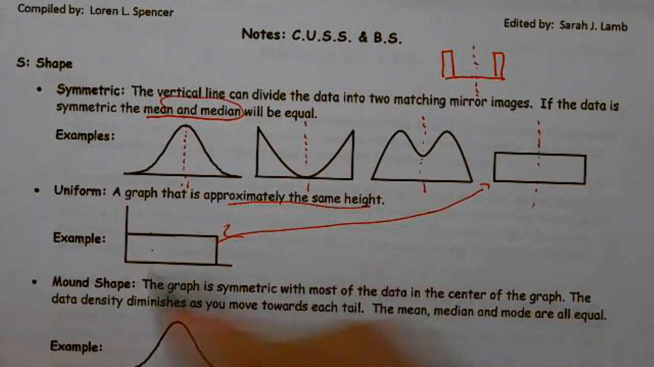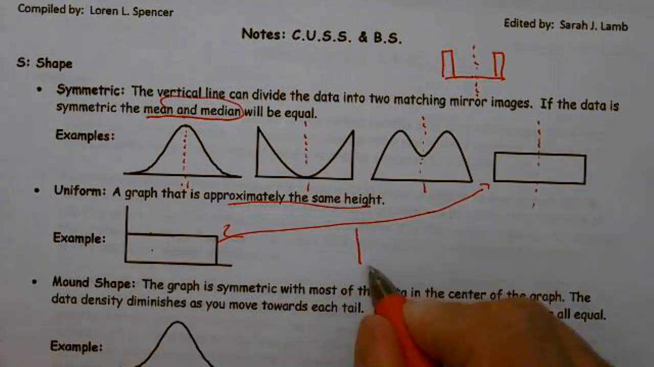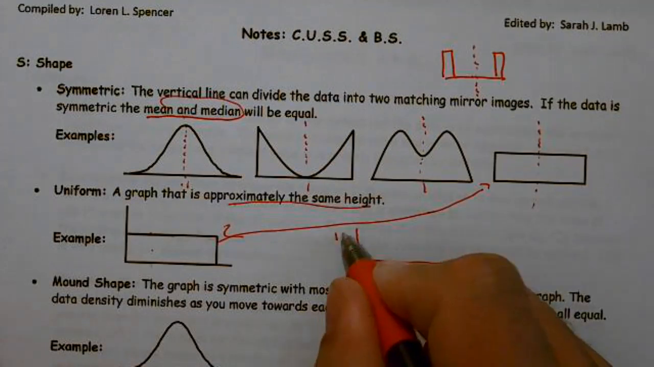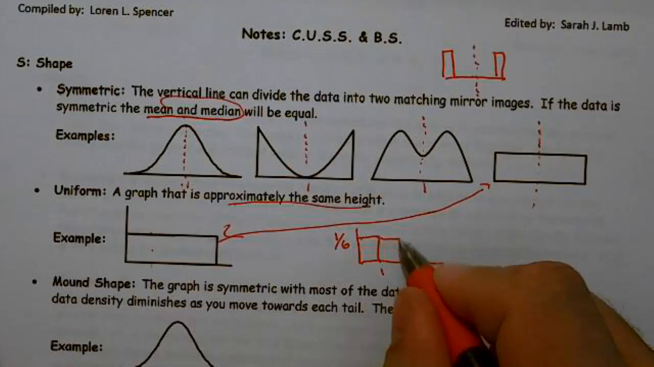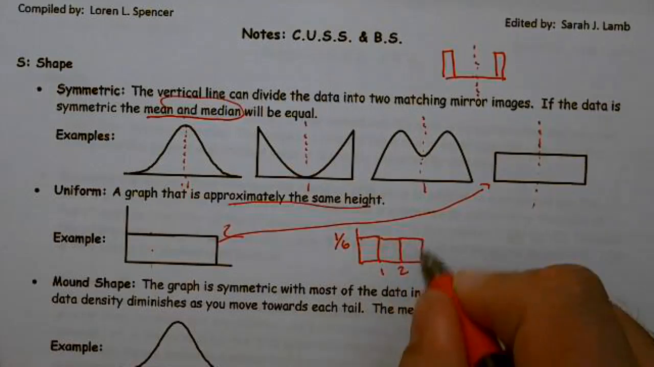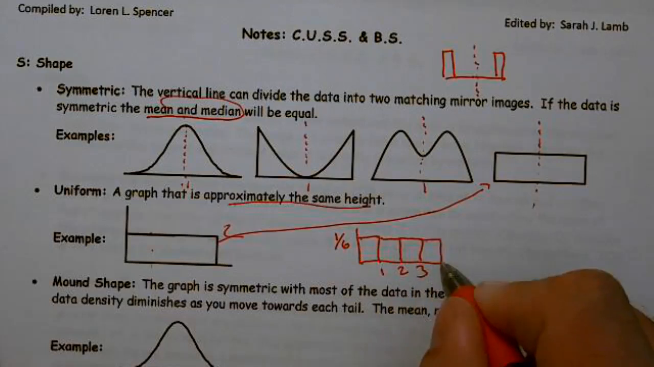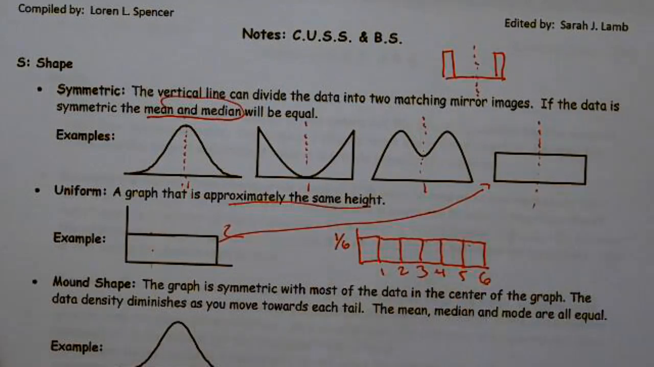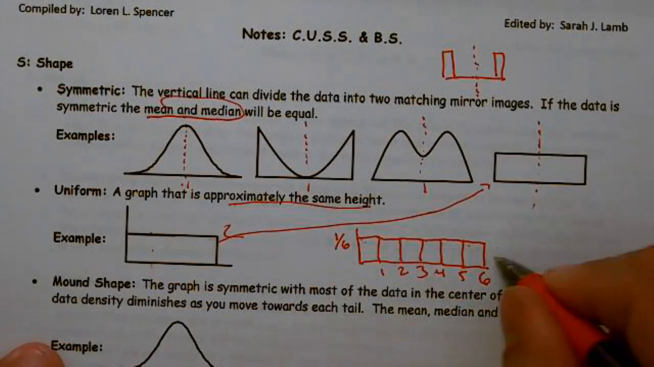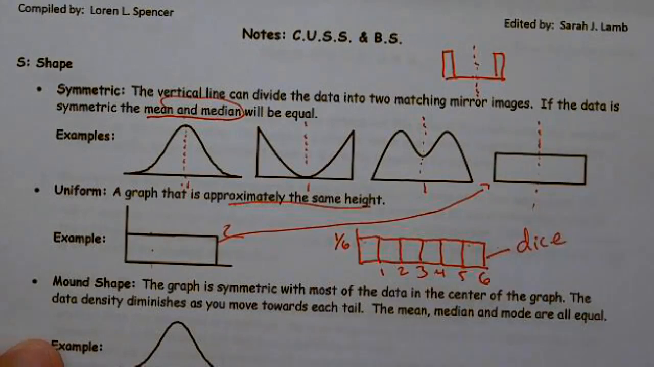My best example of a uniform distribution would be rolling a dice. If I roll a dice, the probability of getting a 1 is 1/6. The probability of getting a 2 is 1/6. The probability of 3 is 1/6. 4 is 1/6. 5 is 1/6. And finally, the probability of getting a 6 is 1/6. So essentially, we're about the same height all the way across. Consequently, that would be a uniform distribution, and that's just rolling a dice.